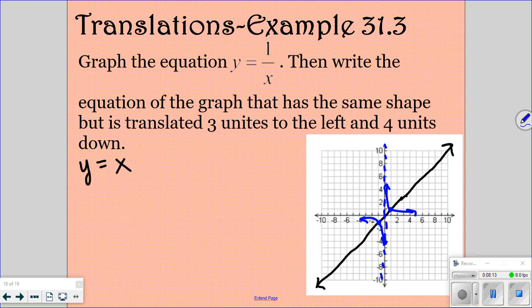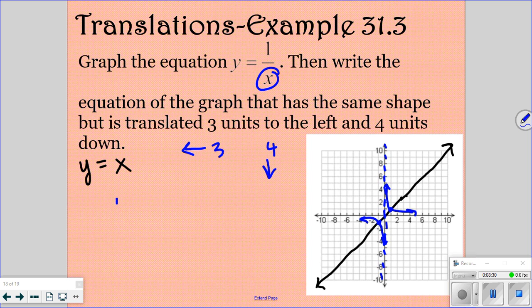And then it says we translated 3 units to the left and 4 units down. So when it goes to the left or to the right, that is in with the x. So it's going to be y equals 1 over x, not minus 3, but plus 3. And then when it's down, it goes at the end. And so minus 4. And so what's going to happen?